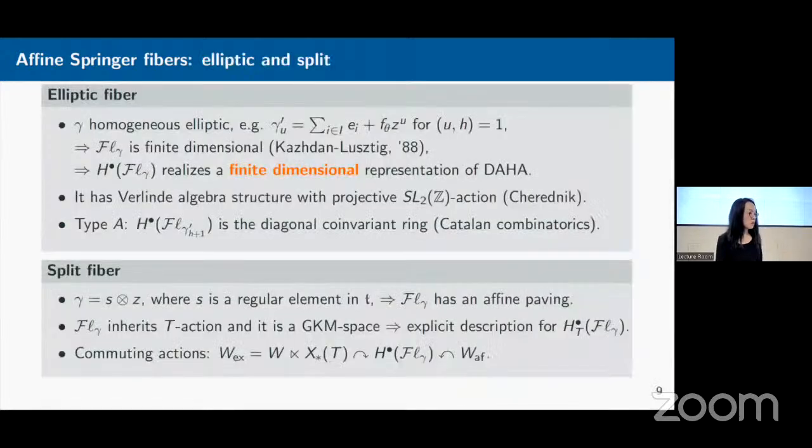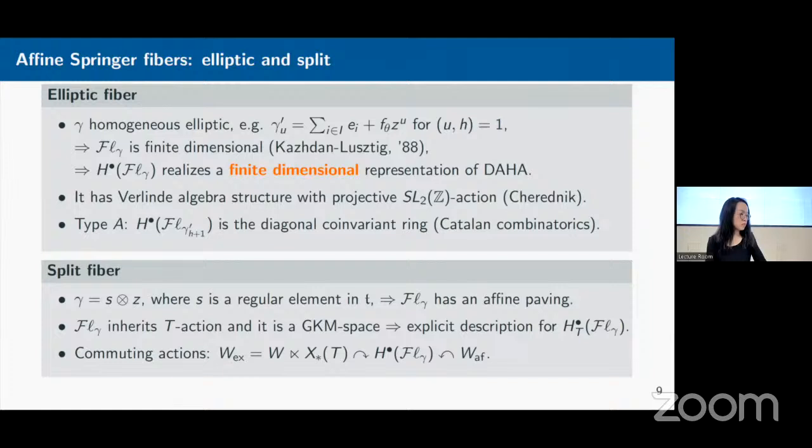So for us, we will be interested in two very important families of affine Springer fibers. So one is called the elliptic fiber. So this is a certain family of elliptic elements. The importance of them is that when gamma is elliptic, then the affine Springer fiber is really a finite dimensional algebraic variety.